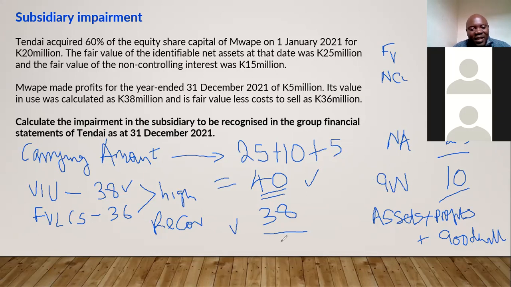Therefore, we need to carry out a test of impairment. And the 2 million will be the impairment. Meaning that this 2 million, because now it's an expense, will go to P&L. Is it okay? Yes, it's okay.